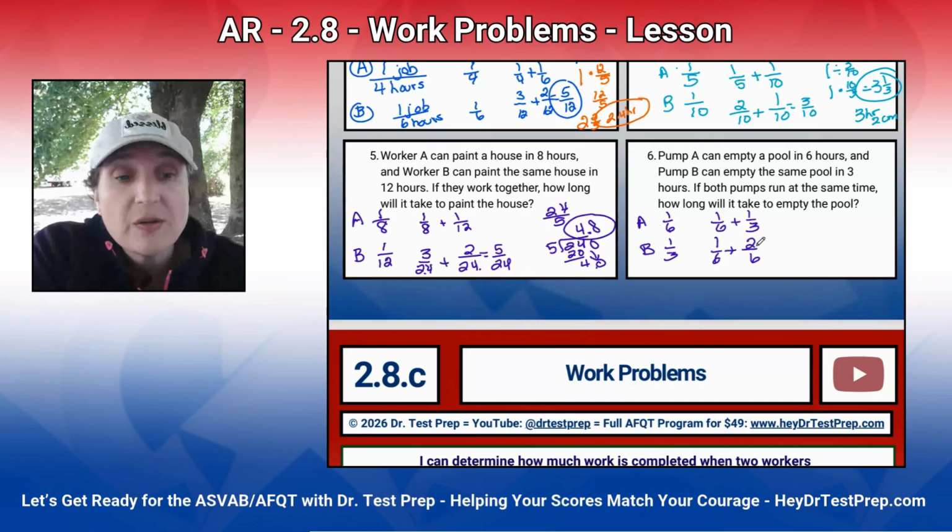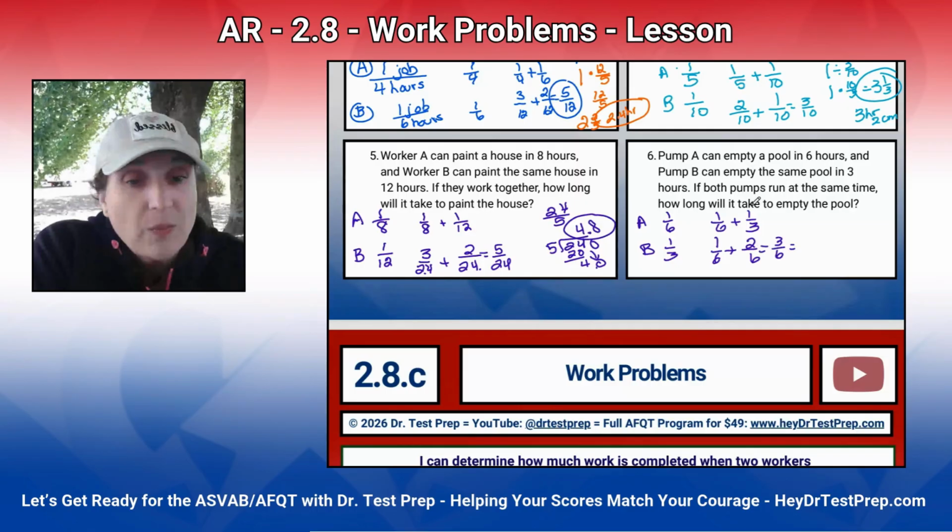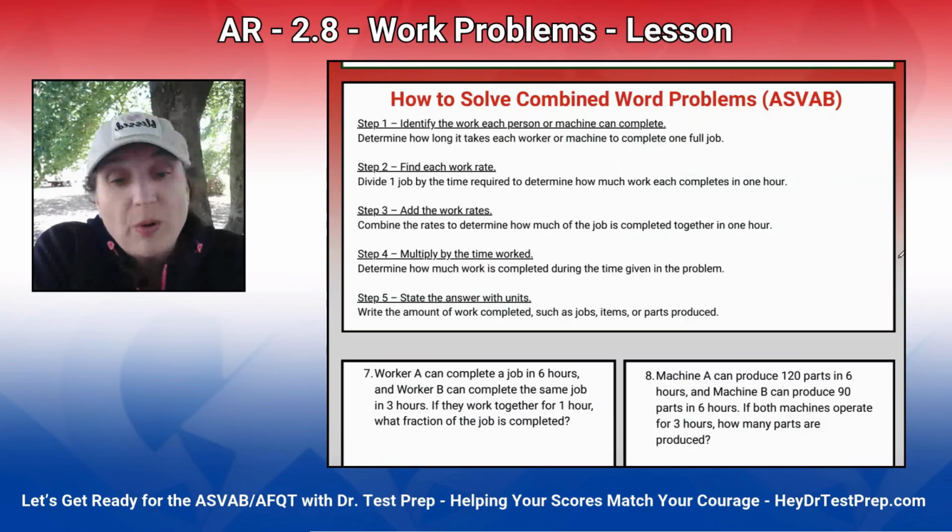Okay, so how long will it take at this rate? When we reduce this, we get 1/2. But remember, 1/2 isn't our answer. We have to keep, change, flip. We're really doing 1 divided by 1/2. So keep, change, flip. So we get 2 hours if both pumps are running.